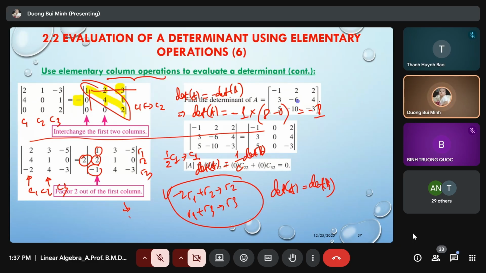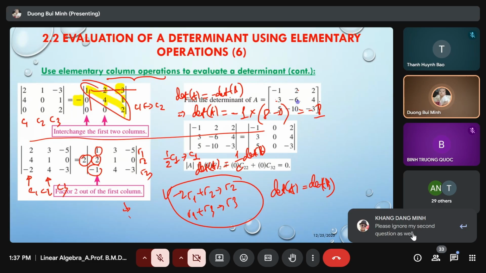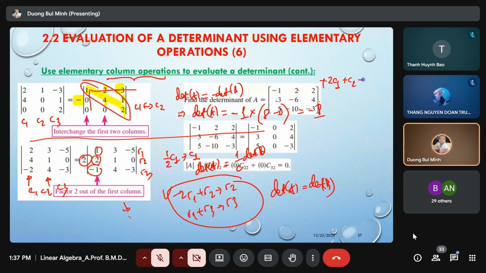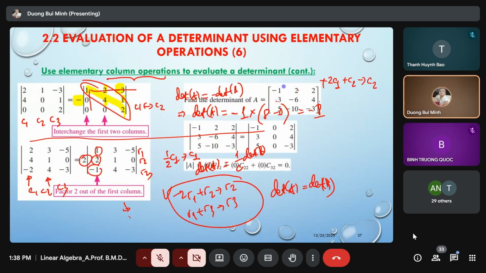Similarly, here we have minus 1, 2, 3, minus 6, and 5, minus 10. This is the special case. Why? Because if you times 2 with C1, and then add to C2, relating to C2, you get minus 2, 6, and 10 here, so you get the 0 column. If we have a 0 column, we conclude that the determinant of A is 0.